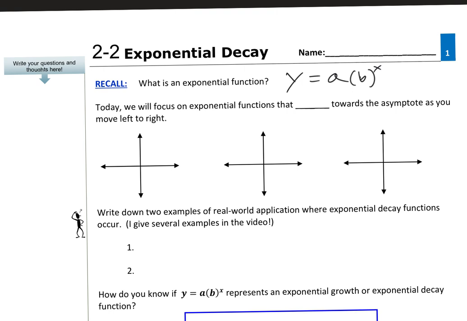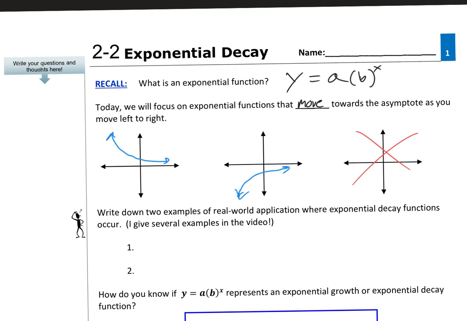And today we're going to focus on functions that move towards the asymptote as you move left to right. So that could look like this, or it could look like this. And I don't know why I have 3 here. Maybe there's another way it could look, but really these 2 are the main ones that I'm talking about.